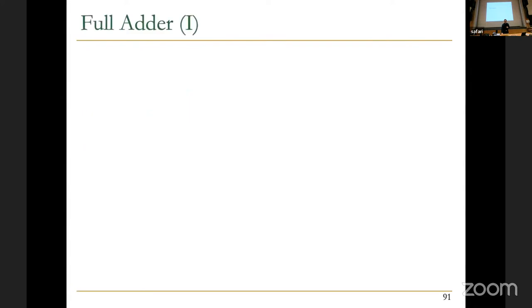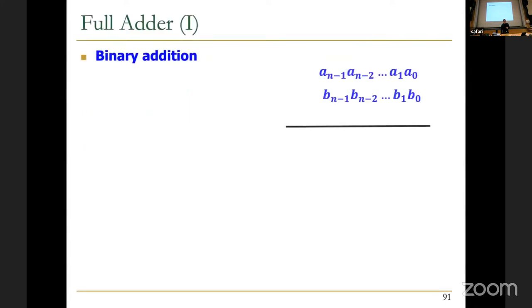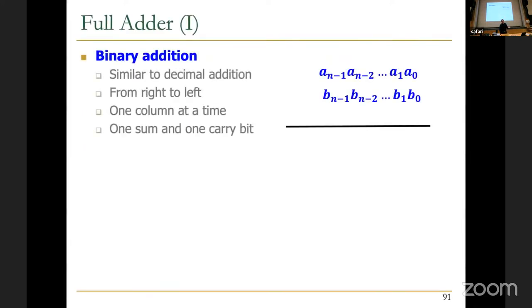Okay, let's talk about a full adder. Let's do some addition. Binary addition is interesting. Basically, it's like decimal addition, except you have a single bit you're dealing with. It's not decimal, it's binary, right? You go from right to left, one column at a time, and you get one sum and one carry bit.